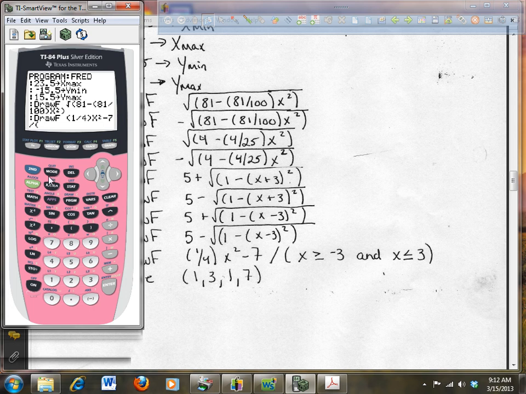Second test. So math test, which is above math, okay? And there's all your inequalities, okay? So I'm gonna go greater than or equal to -3. Make sure that's a negative and not a minus, okay? You want negative -3, okay?